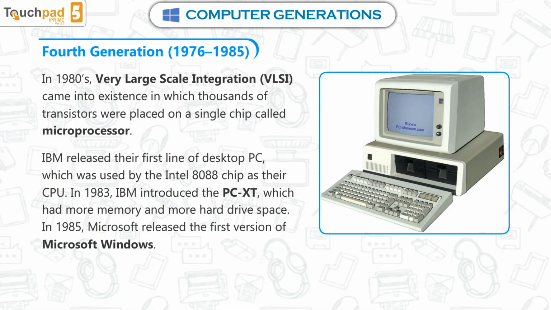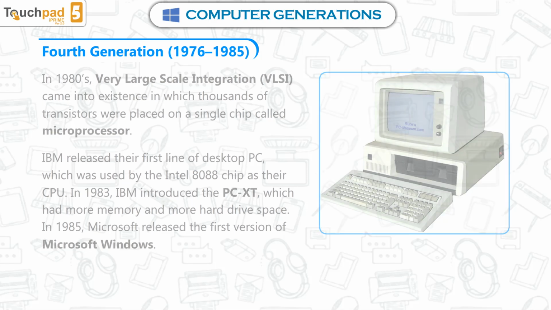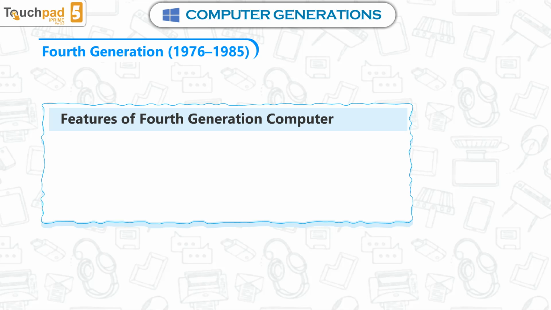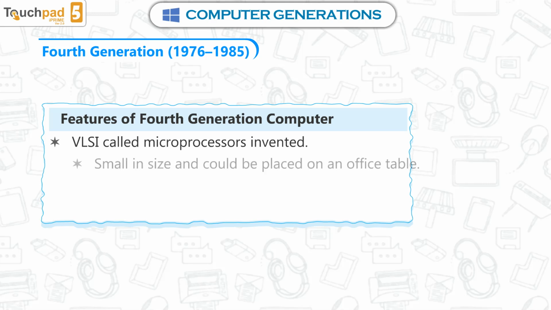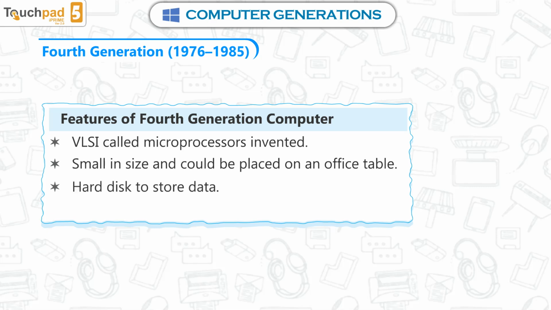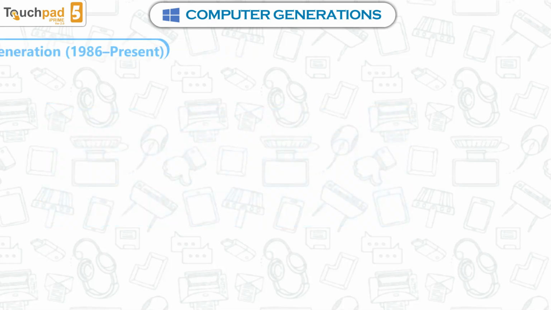In 1985, Microsoft released the first version of Microsoft Windows. Features of fourth generation computer: VLSI, called microprocessors, invented. Small in size and could be placed on an office table. Hard disk to store data. Introduction of GUI operating system.